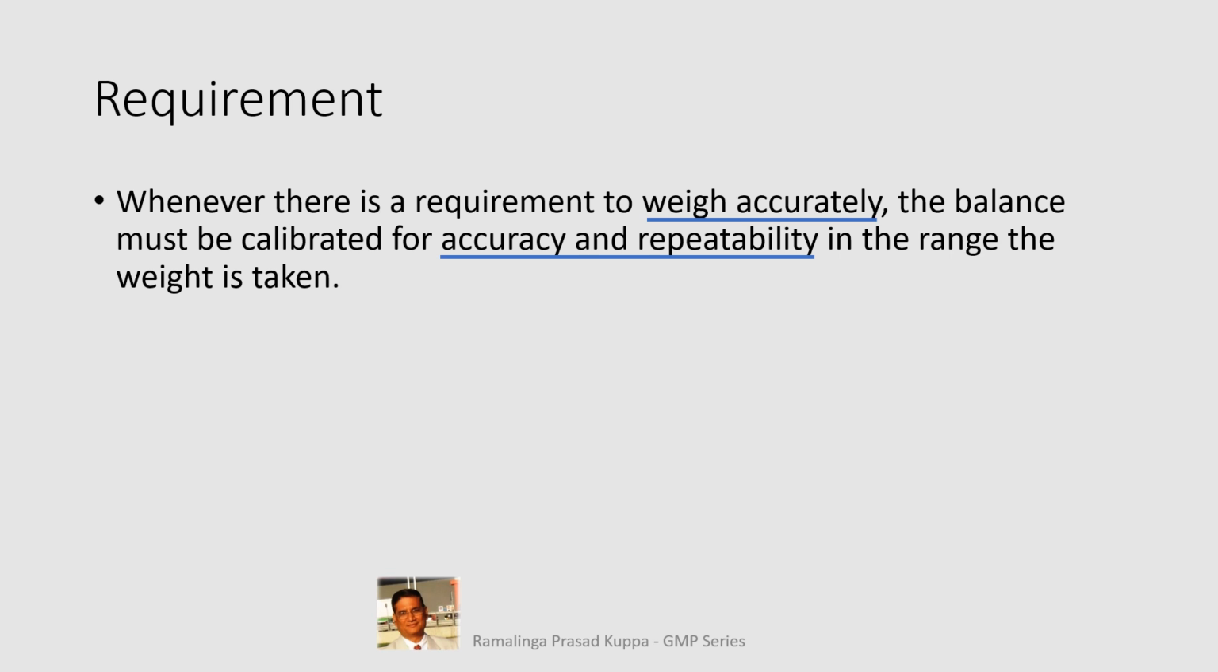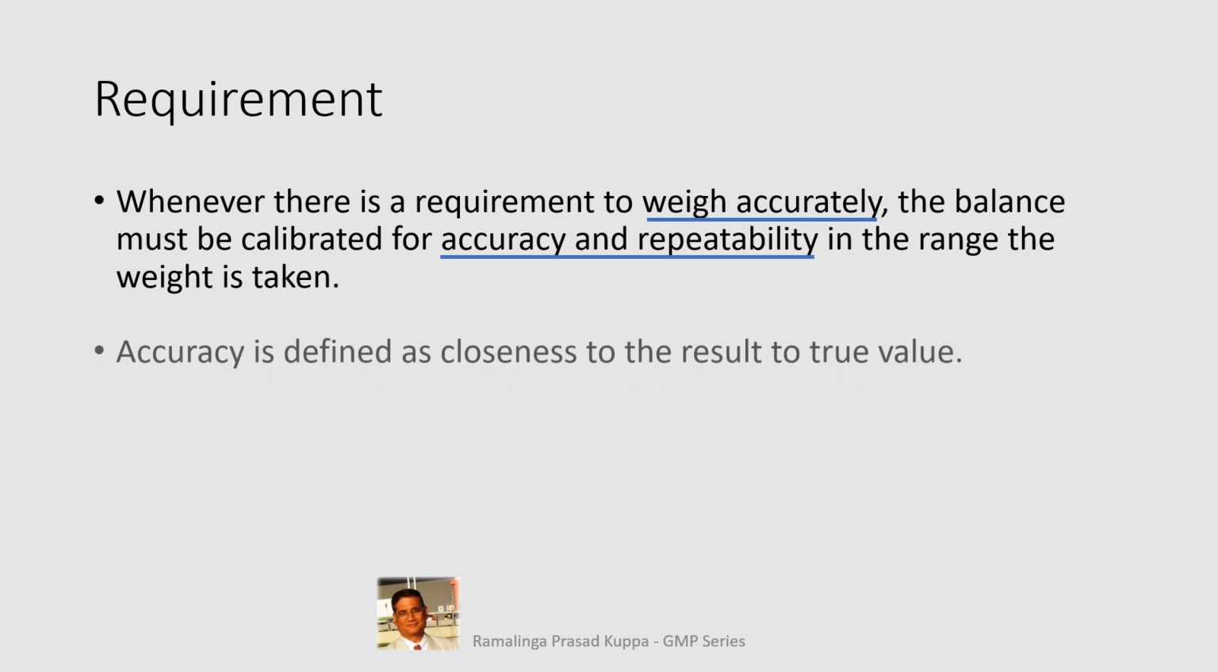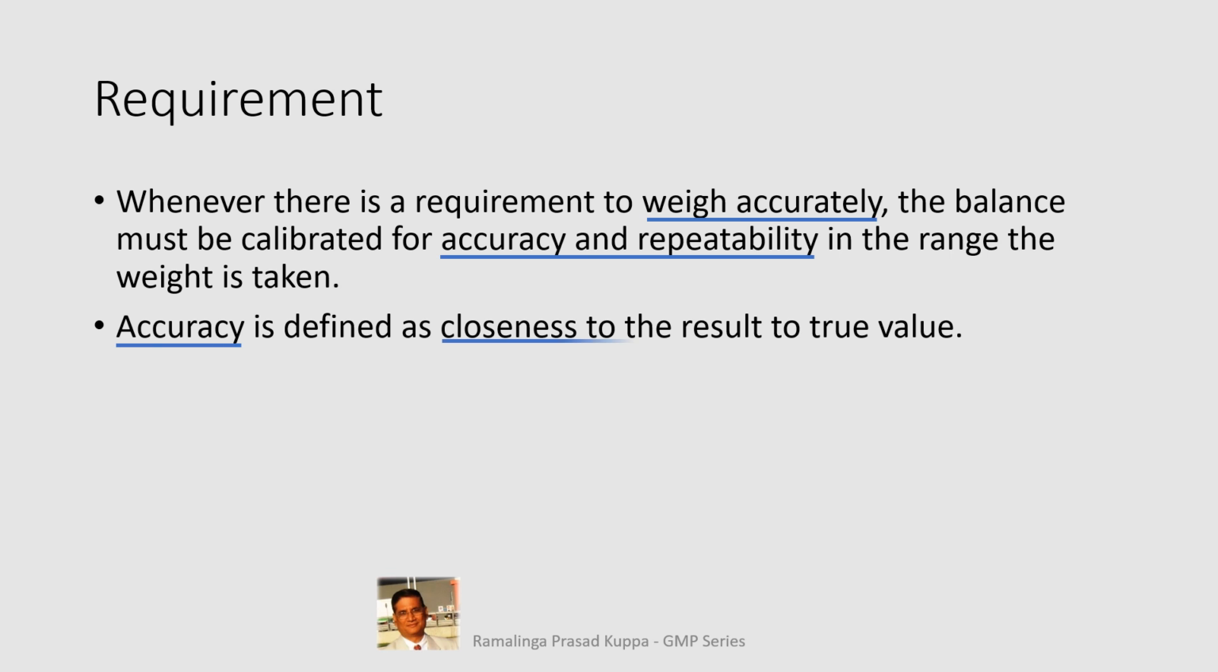As per USP 41 requirement, it should be calibrated for accuracy and repeatability. Let us see what they mean. Accuracy is defined as closeness of the result to the true value. For example, for a true weight of 1.00 grams, the balance should be capable of showing a value close to that value. The value should be within 0.10%. That means it should be able to show between 0.999 and 1.001 grams.